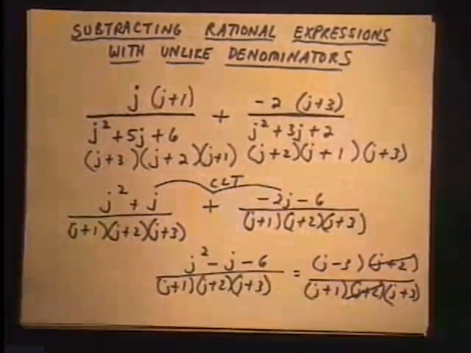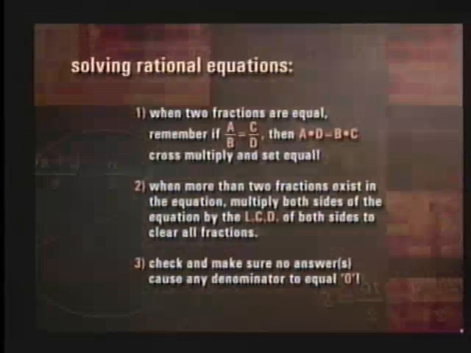All right, let's go to the graphics here. Next topic for discussion as we continue our rational expressions and equations: solving rational equations. Now, what do equations have in them? Equal signs. So, step 1: when two fractions are equal, if a over b equals c over d, then you can cross multiply and set the cross products equal. So in other words, a times d will equal b times c.